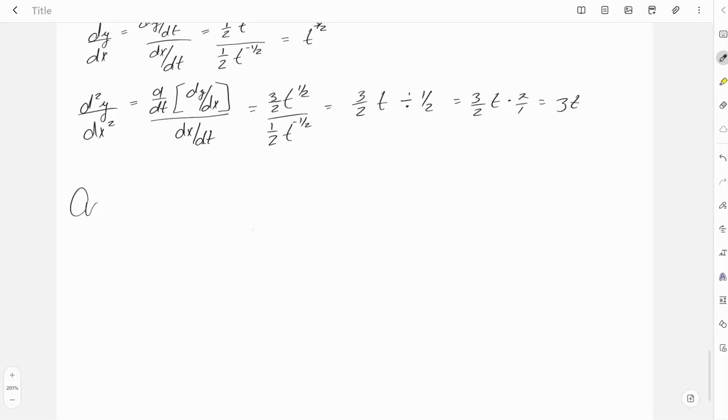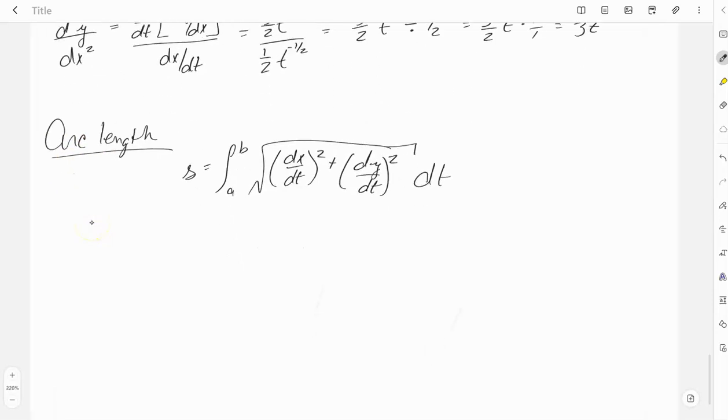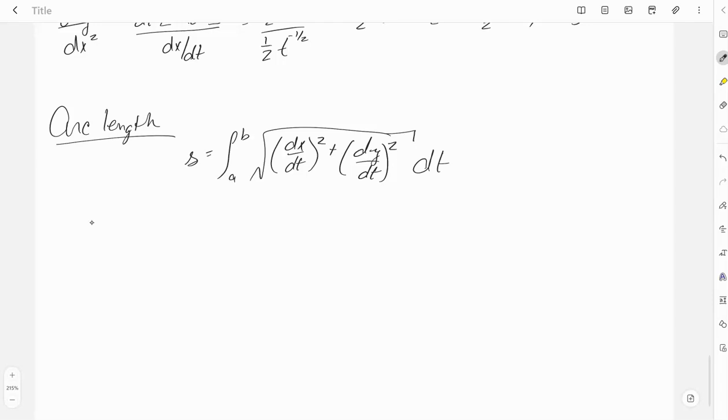Now, when we talk about arc length, our arc length equation is going from a to b, square root dx over dt squared plus dy over dt squared. And we're integrating with respect to t. Sometimes this integration is easy. We can do it by hand. Sometimes this is going to require some kind of technology to integrate. Let's look at a couple of examples.